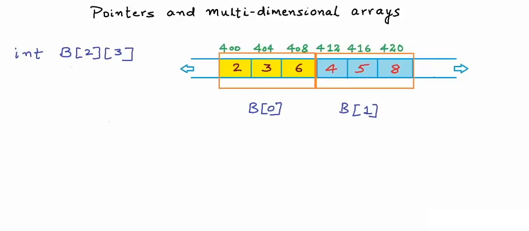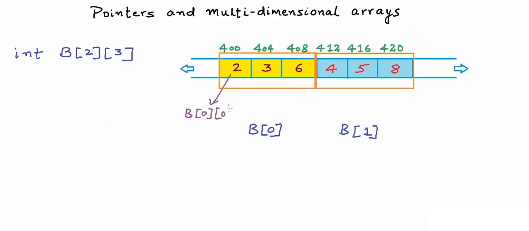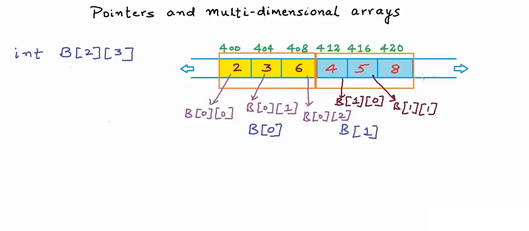Now let's look at this. B0 is from byte address 400 till 411. We have 3 integers and we have 4 bytes for each integer. The first integer, which we can access as the element at 0th index of B0, is taking 4 bytes, starting address 400. The next integer, which can be accessed as B0[1], the 1st element of B0, will take the next 4 bytes, starting at 404, and the next one will be B0[2], the element at index 2 of B0. Similarly we will have 4 bytes for the 0th element of B1, 4 bytes for the 1st element, and 4 bytes for the element at index 2 of B1.